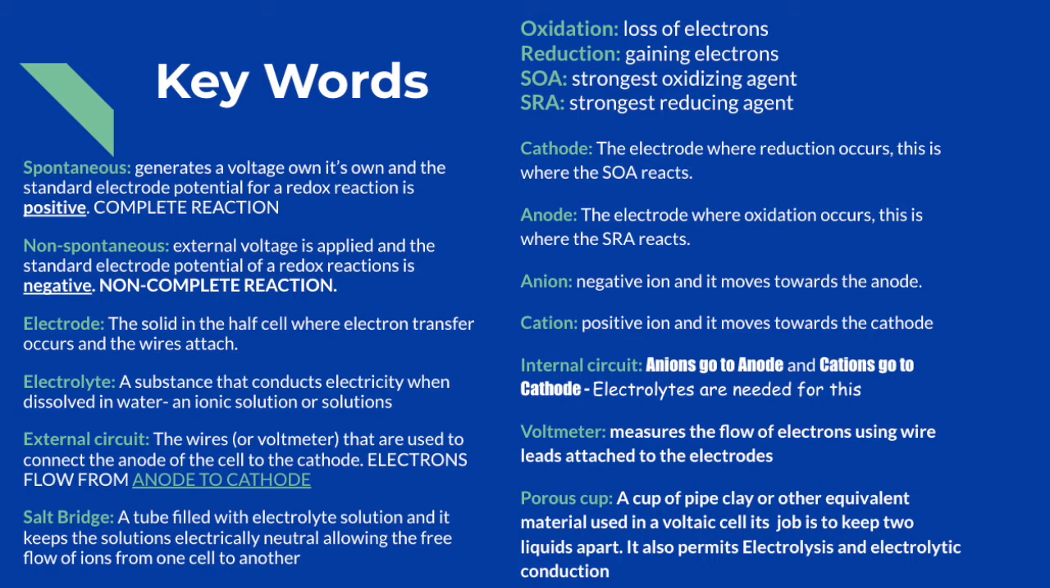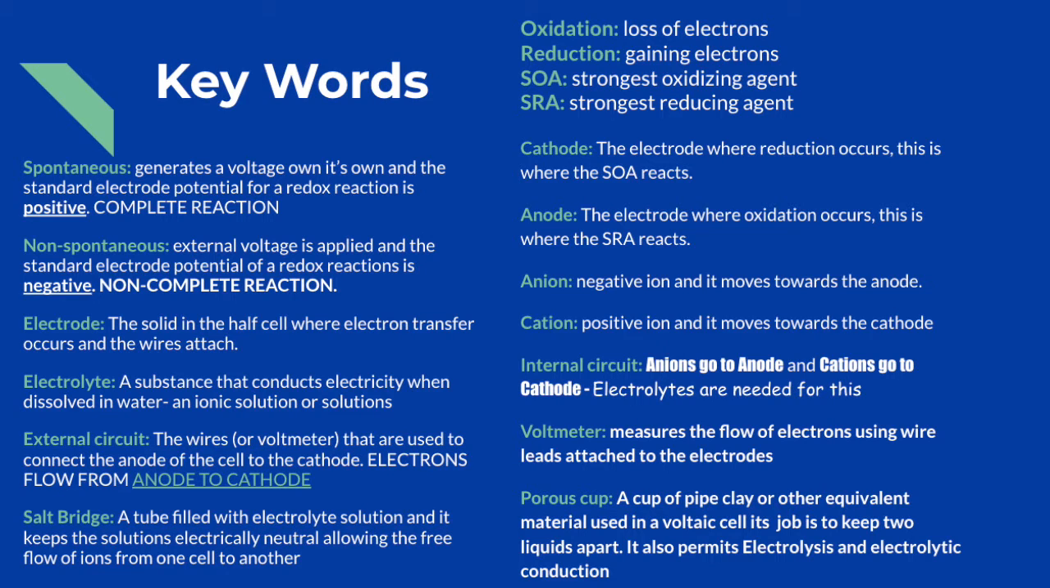The next is salt bridge, a tube filled with electrolyte solution, and it keeps the solutions electrically neutral, allowing free flow of ions from one cell to another. The next is cathode. Cathode is an electrode where reduction occurs. This is where the SOA reacts, and SOA stands for the strongest oxidizing agent. The next is an anode. This is the electrode where oxidation occurs. This is where the SRA reacts. The SRA is the strongest reducing agent.